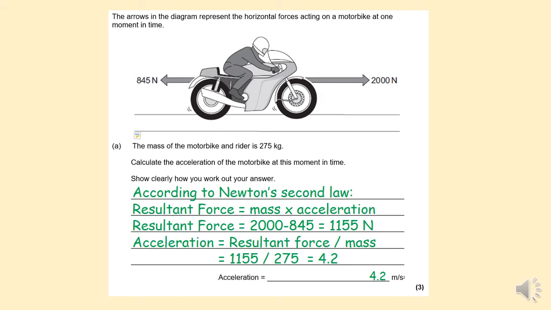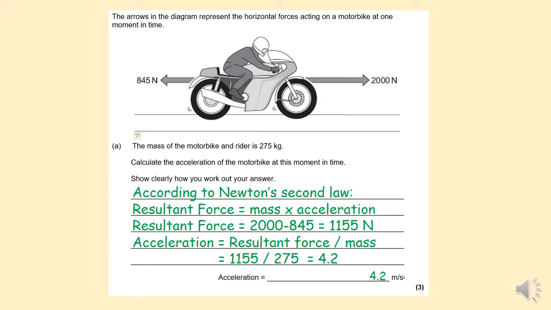So here we're given some forces, we have a mass, so you should know that the equation you're going to use is force equals mass times acceleration. But according to Newton's second law, it's the resultant force we're interested in. So that's the first thing to work out.